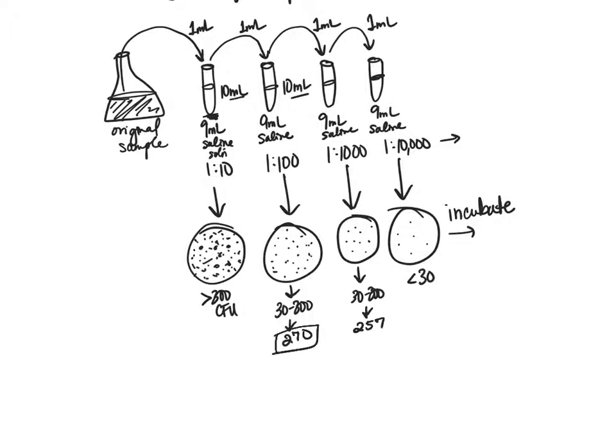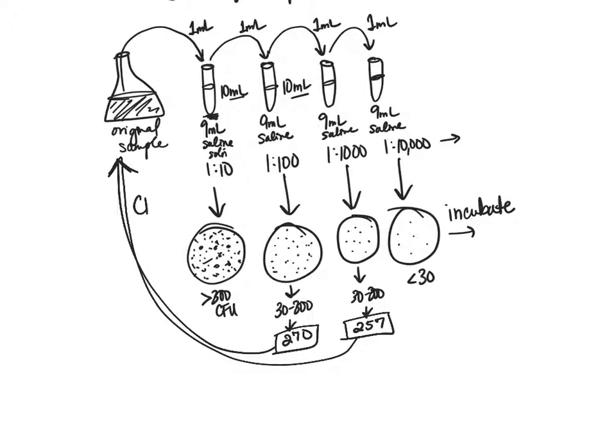So now we have our colonies that we've just counted, and then we can do our math backwards to get to our original sample with our calculation, our plate count, ending up with our colony-forming units per milliliter. Now, how did we get from our samples up here to our plates down here? There are two ways that we can do that. The first one is called the pour plate method.